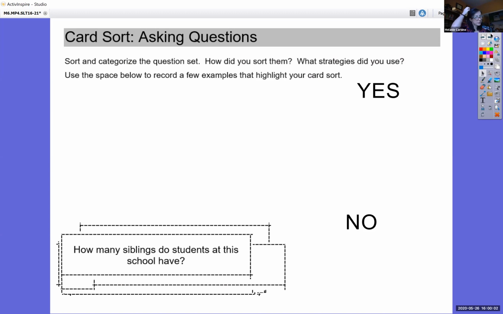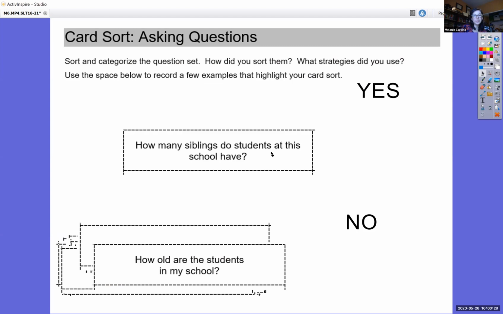So I have some examples, and just think of it as a practice test for yourself. You can click on yes if you think it's statistical, and no if you don't think it's statistical. Okay? And then there are some that are kind of in between, but I'll tell you what I think. Okay. How many siblings do students at the school have? Is that a statistical question? Yes or no?